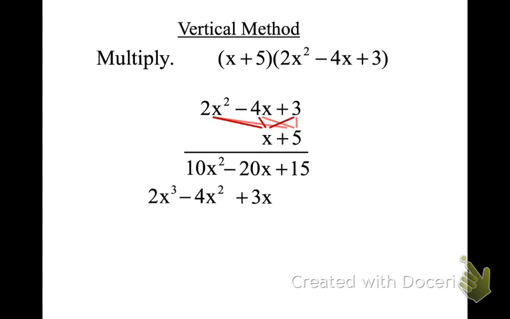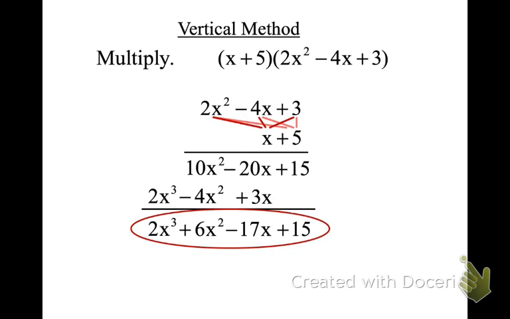In the first column, I have just 2x to the third. In the second column, how many x squareds do we have? We still only add the coefficients. Positive 10, negative 4 is positive 6x squared. How many x's do we get? Negative 17x and plus 15. Okay. Questions?